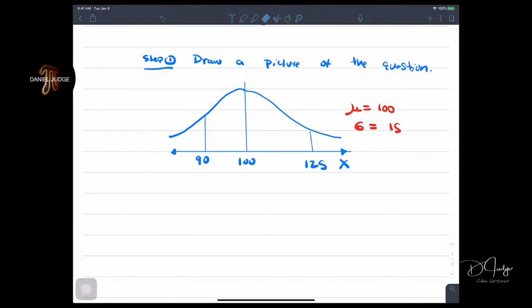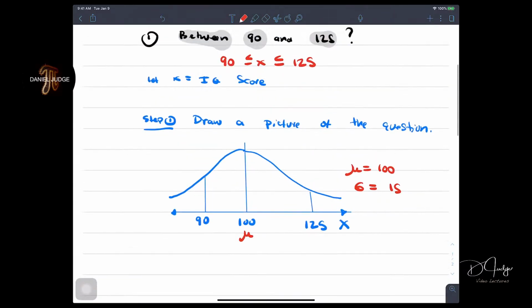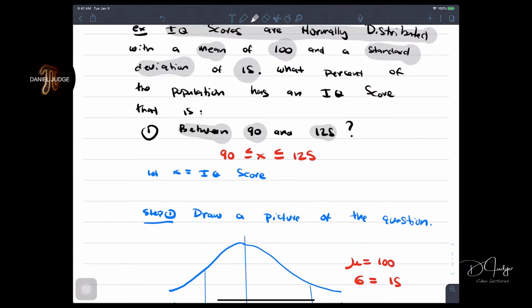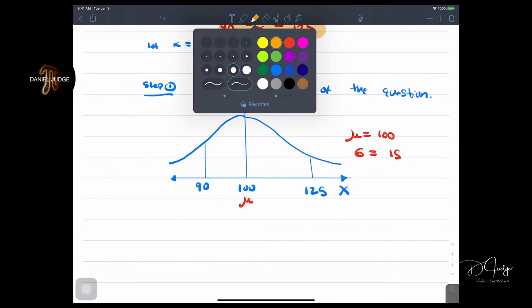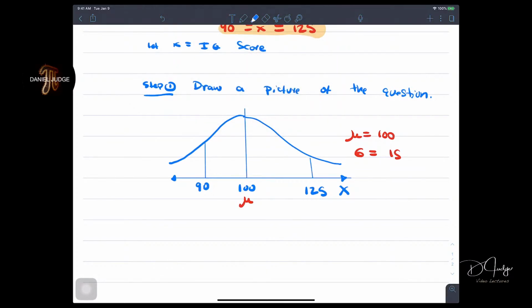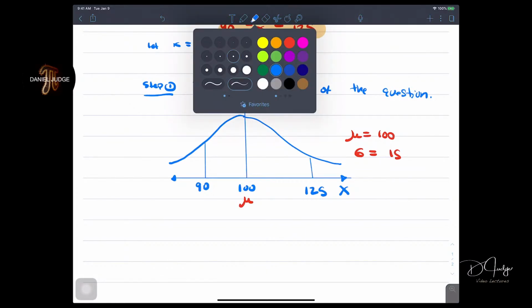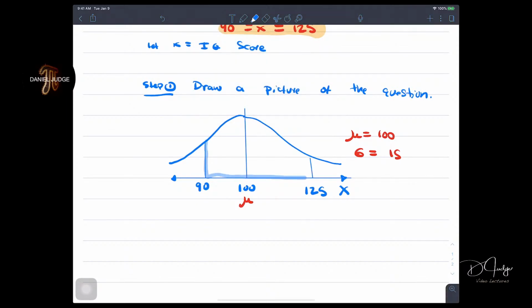Remember, this is where my mu goes. The center is 100. Now they want to know what percent of the population has an IQ score that is between 90 and 125. So they're talking about the area right in here, ladies and gentlemen. Let's change the size. The area between 90 and 100 here.